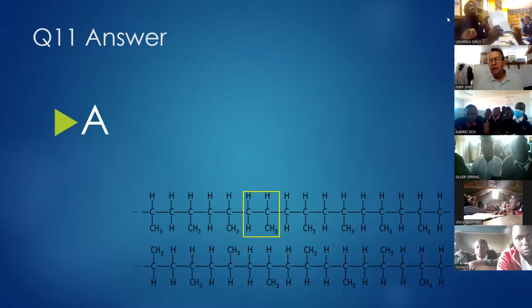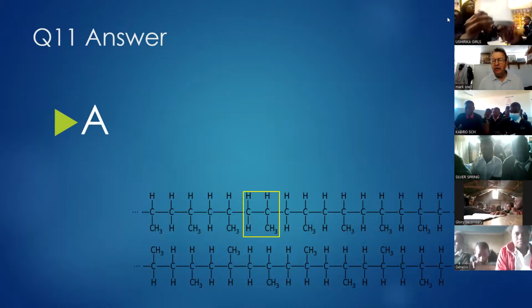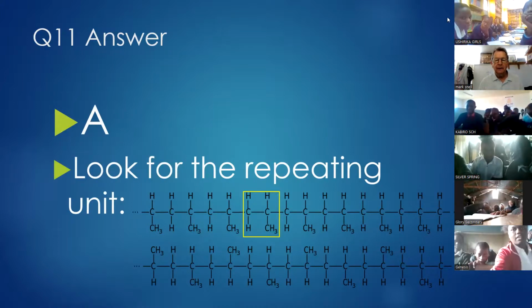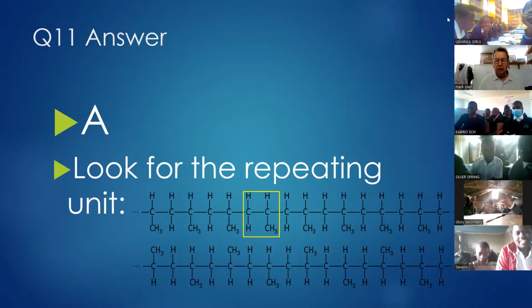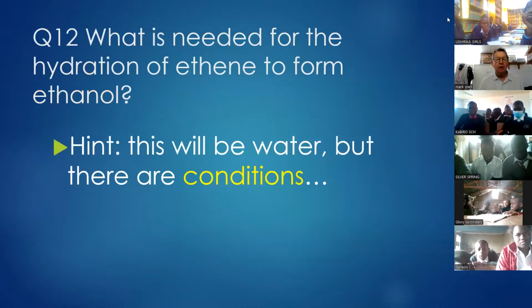There is the repeating unit. Oh, Usharika, they were. Oh no, I knew that. There is the repeating unit. Look, just find it. 2 carbons with some other bits off it. That is the 3 carbon unit, and therefore it must be ethene. Sorry, propene. Okay, that's very important that you can do that. Okay, so there it is. There's the polymer. Look for the 3. Must have been propene. What is needed for the hydration of ethene to form ethanol?